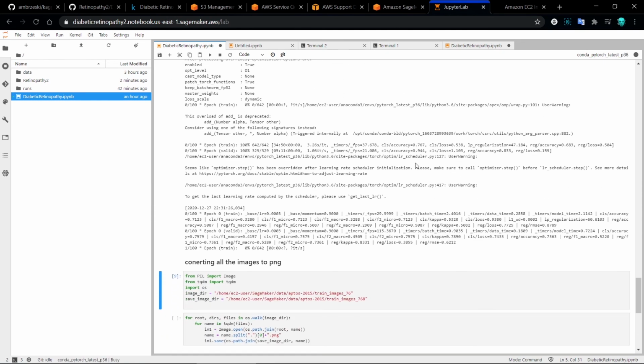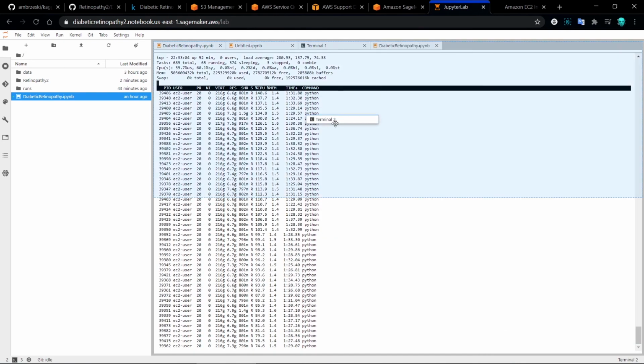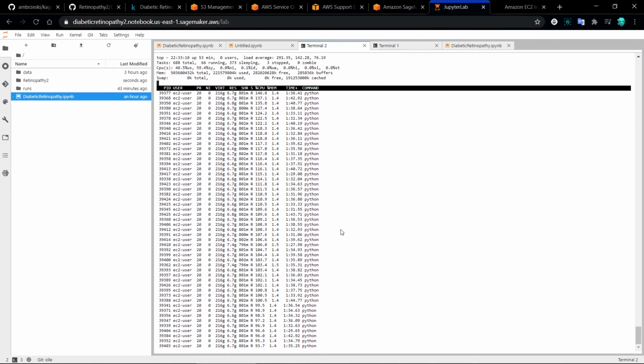There's something happening, but I have to be a little careful. So what is happening is, first of all, pre-processing the image files. The GPU and CPU resources will be spiked up, as you can see. Every CPU has a Python process, and they are all just processing the image files with OpenCV. That's what we are using here.